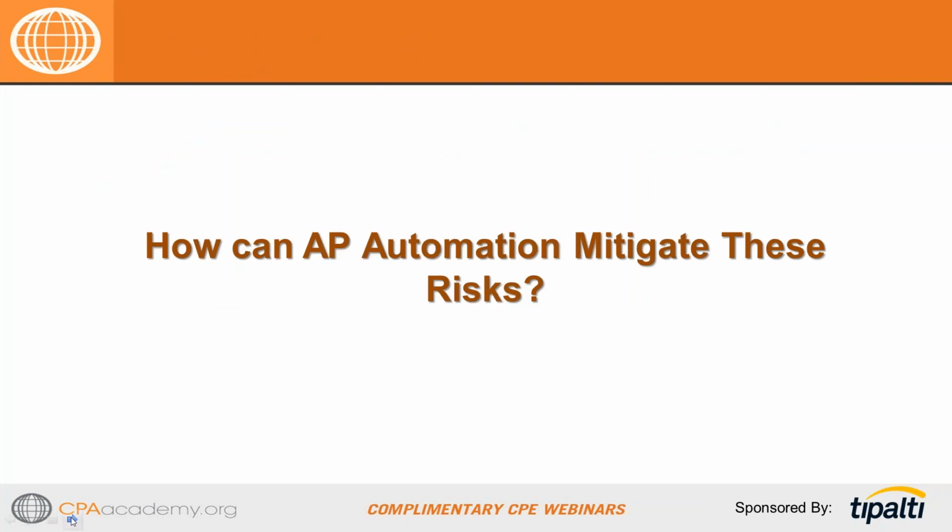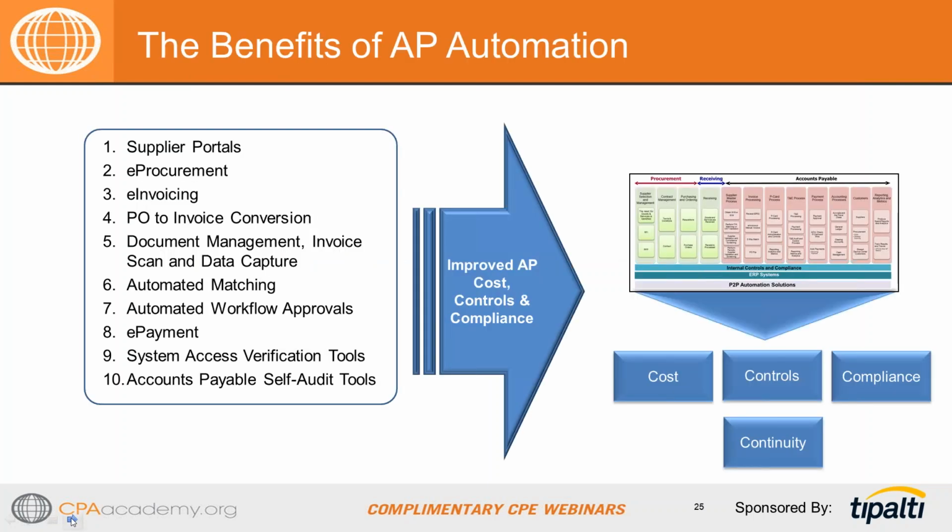So thank you for answering those questions. And as we drill down a little bit, we're going to talk about how AP automation can mitigate these risks. You've identified what keeps you up at night, a bit, for those tedious components. If we look at the benefits of AP automation, we're just going to look at 10 alternatives for automation, and we'll get into how each one can help alleviate risk. But think about how these solutions can get you to improved AP cost controls and compliance, and certainly continuity.